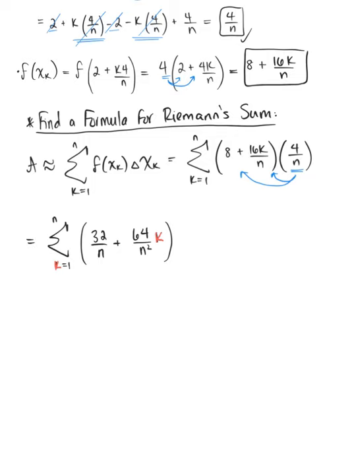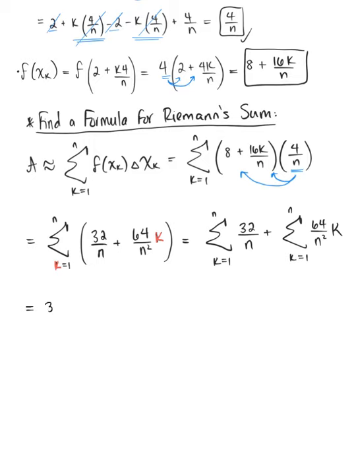So, keeping that in mind, we're now ready to apply the algebraic properties of finite sums. So we can rewrite this using the sum or difference property. We can think about this as the sum from k is 1 to n of 32 divided by n plus the sum from k is 1 to n of 64 over n squared multiplied by k.